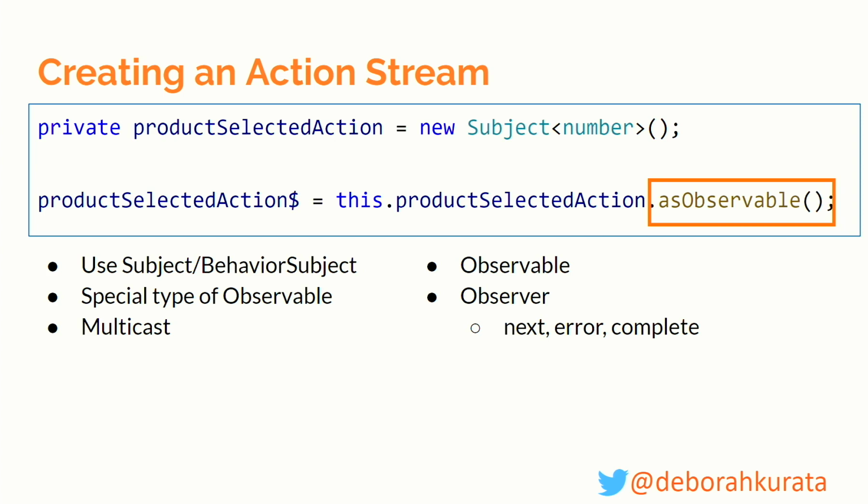Okay, so that gives us control over being able to emit items into our stream, being able to specify an error that we want passed along, or to complete our stream. All right, so that's an action stream. So what we end up with here is productSelectedAction is our subject, or behavior subject if we want an initial value, and productSelectedAction$ is the asObservable that is associated with that subject or behavior subject.